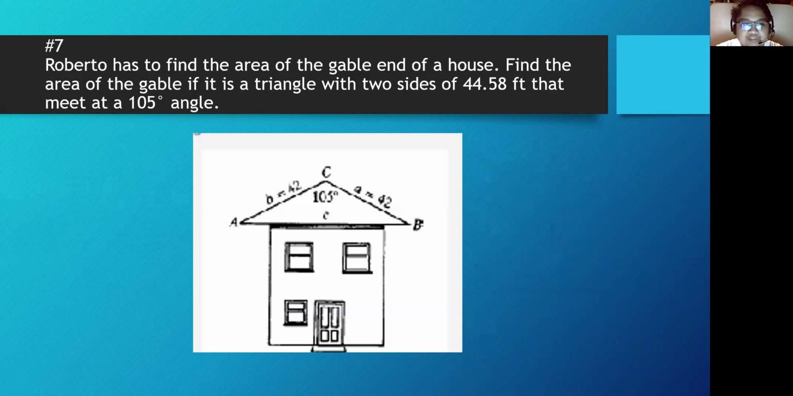So the next problem. Roberto has to find the area of the gable end of a house. Find the area of the gable if it is a triangle with two sides of 44.58 feet that meet at a 105-degree angle. From here, we can see from the figure there are the angles A, C, and B, and their corresponding side lengths.